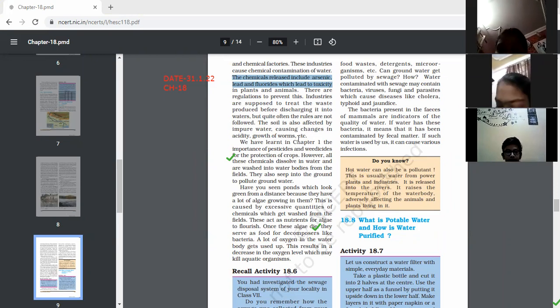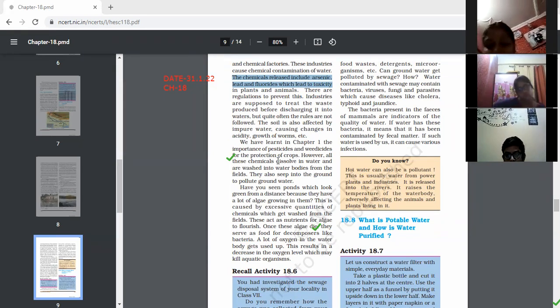We have learned in class, in chapter 1, the importance of pesticides and weedicides for the protection of crops. However, all these chemicals dissolve in water and are washed into water bodies from the field. They also seep into the ground to pollute groundwater. You may have seen ponds which look green from a distance because they have a lot of algae growing in them. Children, you must have seen many ponds which are covered with a green colored layer, and that green layer is known as alga.